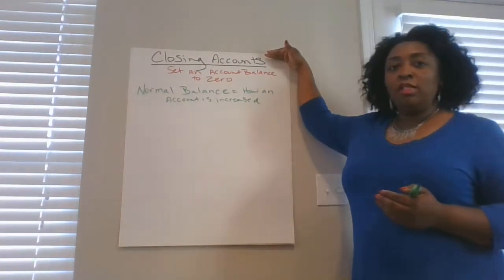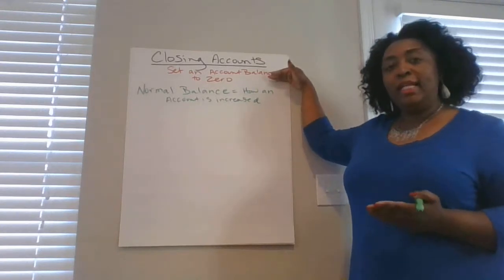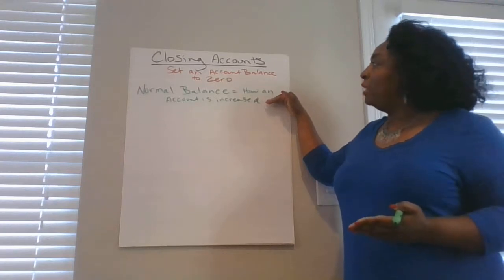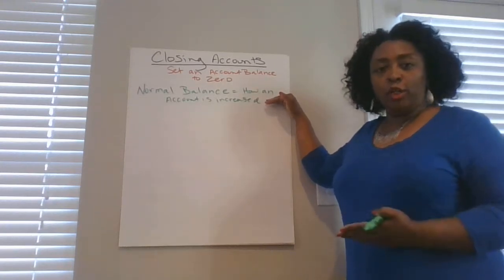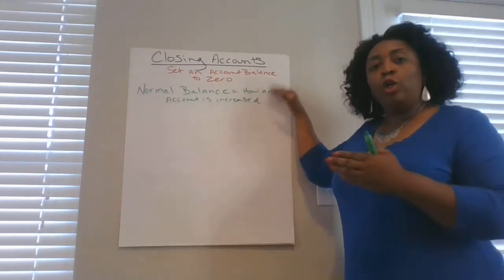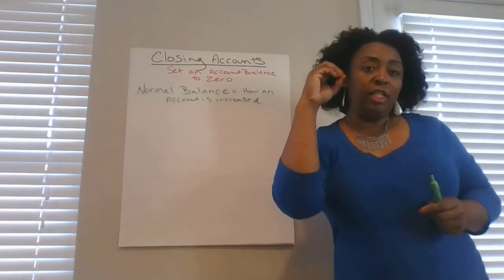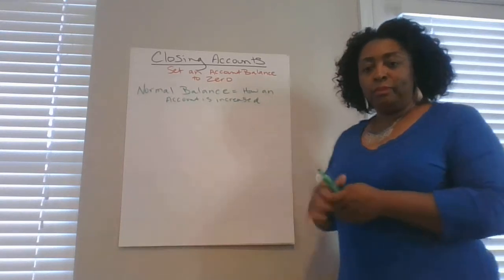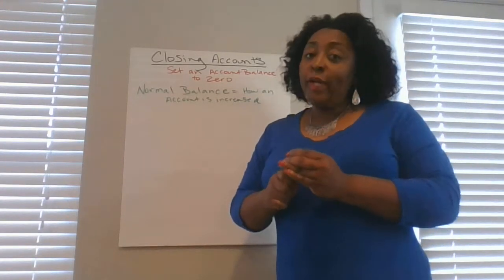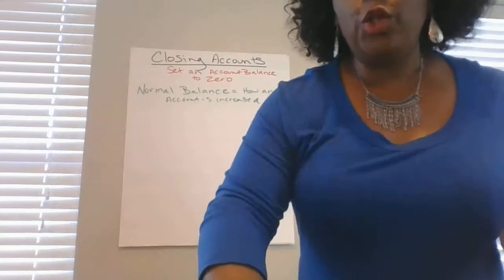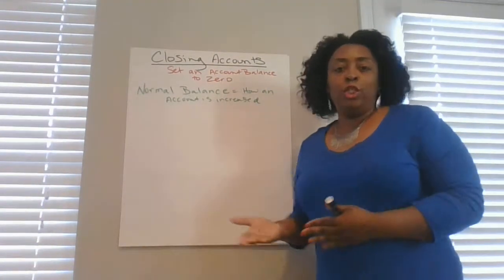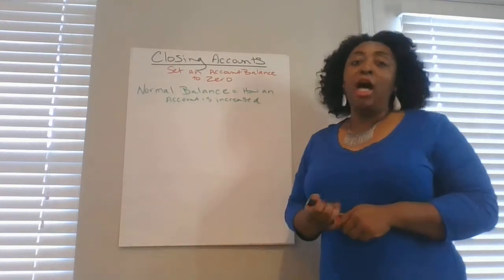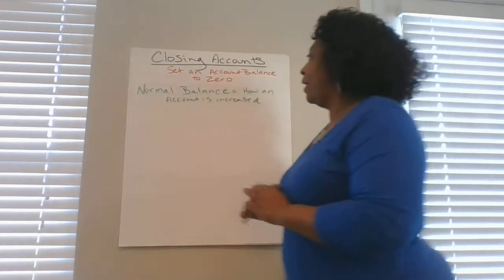So we know we must close accounts. We know that closing accounts means setting an account to zero. And now we are reminded that the word normal balance means how an account is increased. So to know how to close an account, set it to zero, we must know the normal balance of accounts. Because to increase an account means to apply the normal balance. So the opposite is true. To decrease an account, we must apply the opposite of the normal balance.